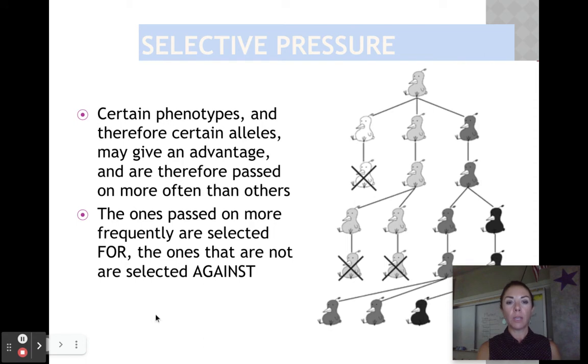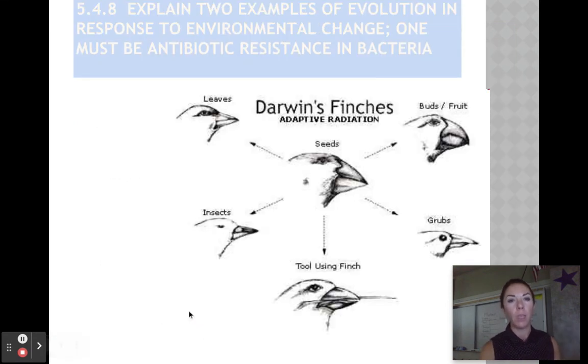All right, so that's called selective pressure, and we need to know the for and the against. Again, going back to the beaks, I asked you to think about that. What would make something more important? More favorable to have? It could be what it eats, it could be where it lives, but we'll look at that more in class.